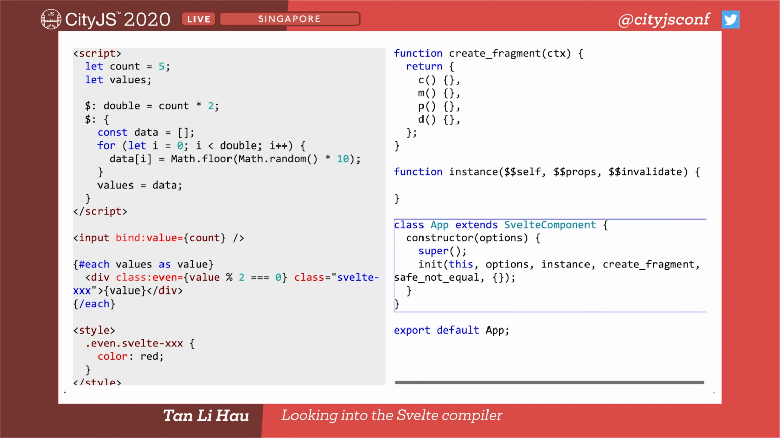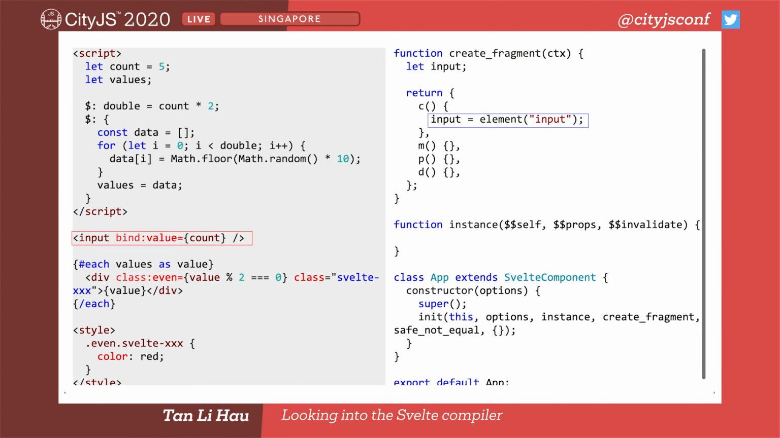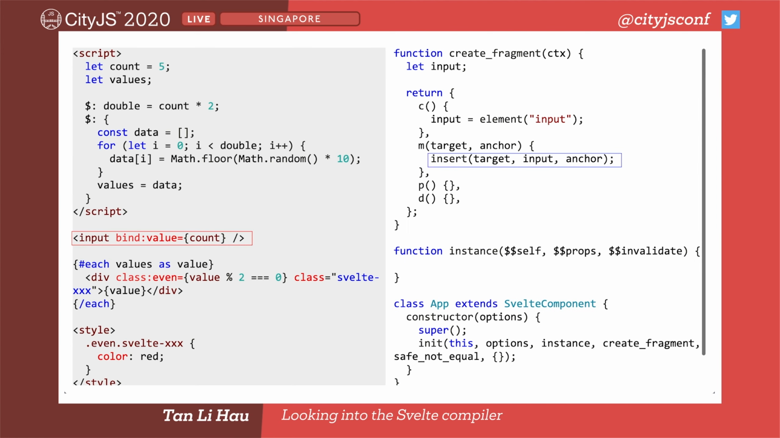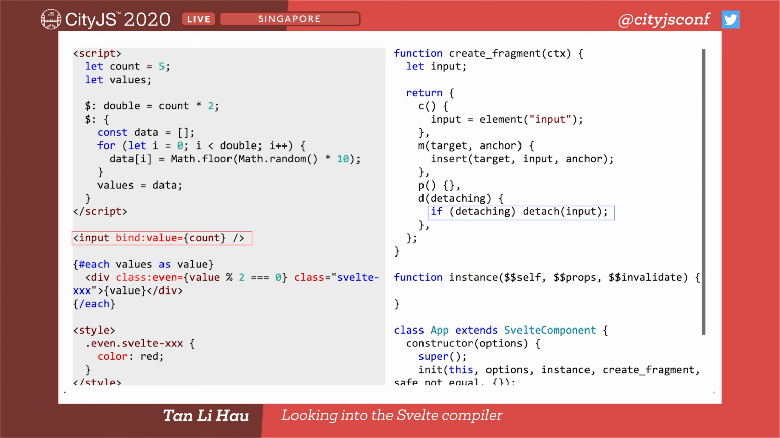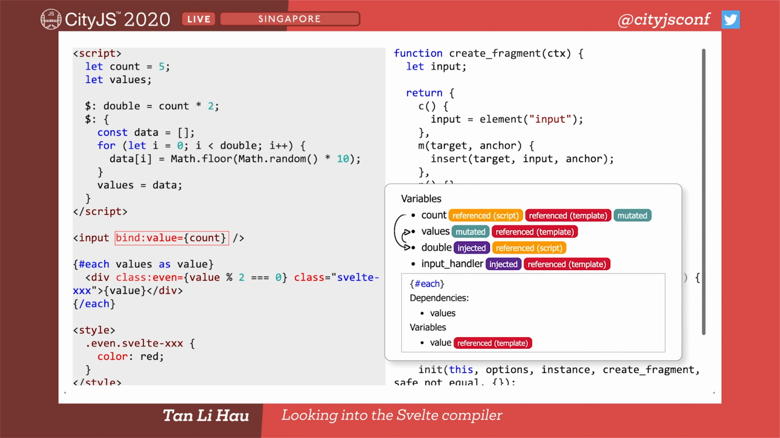Now, Svelte walks through the template again and starts to insert code into the output. First, we have the input element. We insert instructions to create the input element, mount the element to the target, and remove the element. Next, we have the binding of input value to the count variable. We need an input handler to listen to the input changes so we can update the value of the count variable. So here we pull out the variable list and we add the input handler variable in.